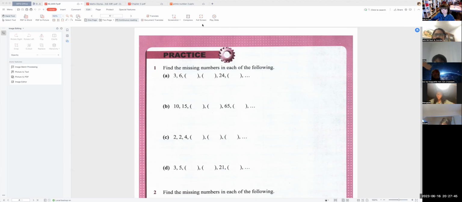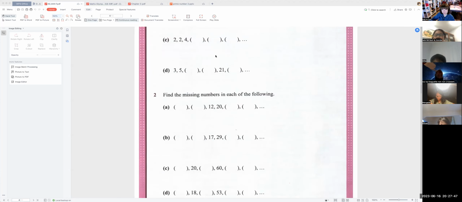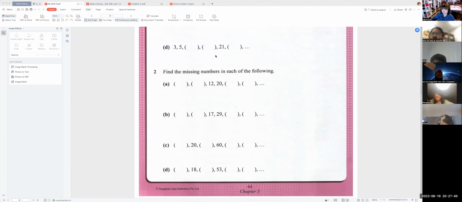Okay everybody, we're moving forward to the second one. Instead of like before, where a couple of numbers were missing in between, this time the first couple of numbers are missing. A, B, C, D, you have 3 minutes.